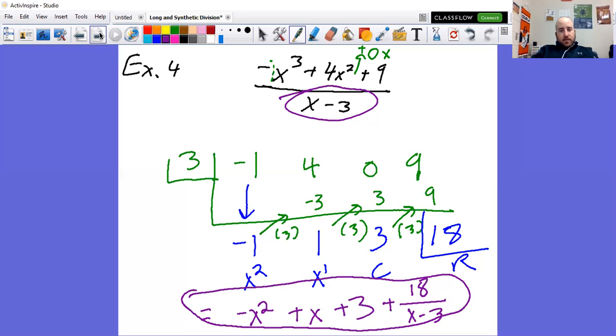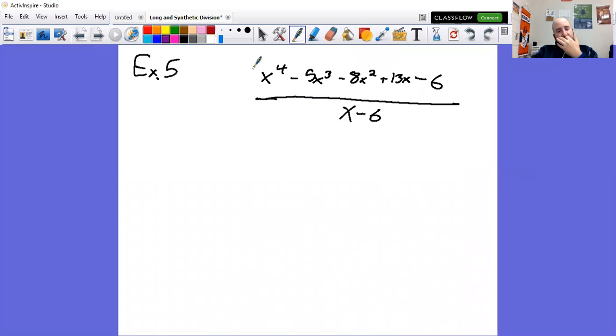We had a negative leading coefficient on the last one, and we were missing a term. This one's got all its terms. It's just regular old x to the 4th with no coefficient, but it is x to the 4th. So we've jumped up a degree. We do have x cubed, x squared, x first, constant going down. So we'll still do the same process.